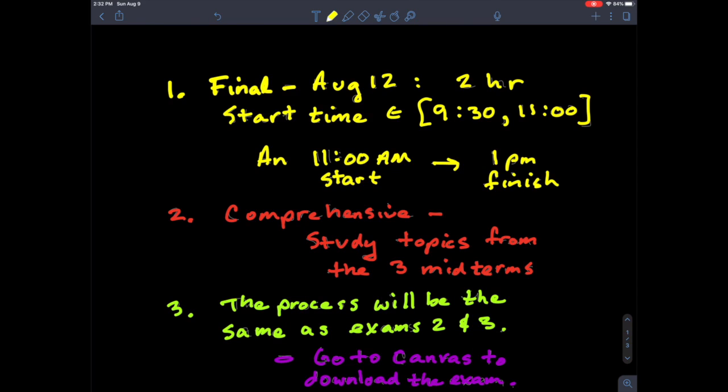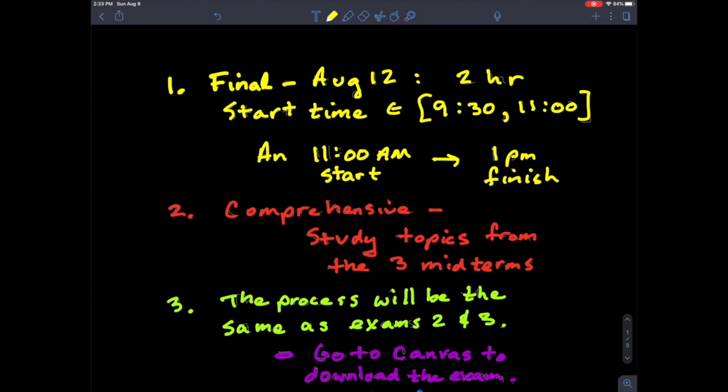Okay, here's the usual checklist video that we have for the final exam. First of all, the final exam is August 12th, and it's going to be essentially the same length, maybe a little bit longer, as the midterm exams. So you're going to have 2 hours to take it. The start time is somewhere between 9:30 and 11. So for example, if you start at the end of the start time, 11 a.m., you have till 1 p.m. to finish. Same thing that we've done before.